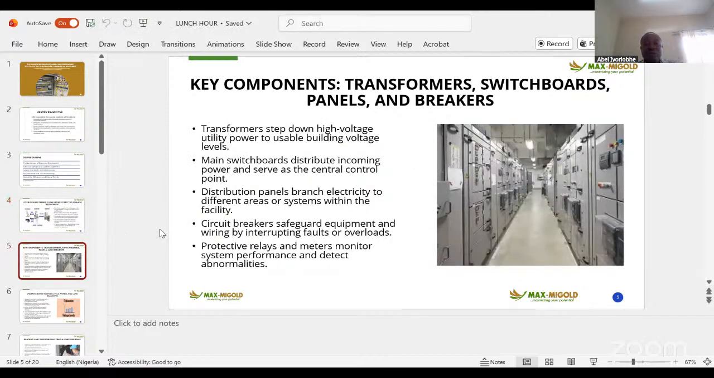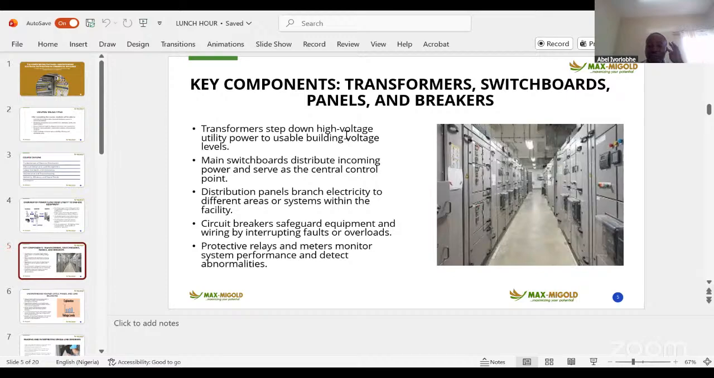We have key components: transformers, switchboards, panels, and breakers. I've explained to you the functions of a transformer. They step down high voltage utility power to usable building voltage level. For example, what is transmitted along the line is not fit to be used in an apartment or in a facility. The 132 kV and the 330 kV cannot be used, even 11 kV cannot be used in an apartment.